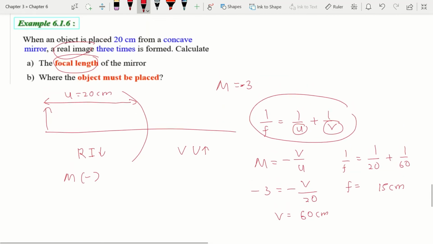Where must the object be placed? Okay, I think there's something wrong with this question because it is already given that the object must be placed 20 centimeter from a concave mirror. So this question is not valid.